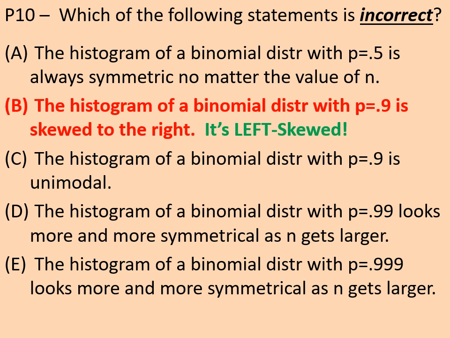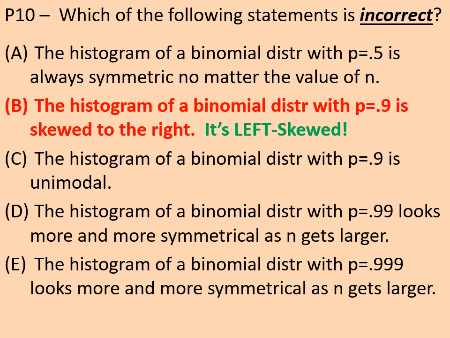That's true for D and E. As n gets larger and larger, we are going to have a distribution that looks more symmetrical and perhaps even more normal if n is large enough. So B is the only one that is incorrect. With a p-value of 0.9, it's not skewed right, it's actually skewed to the left.